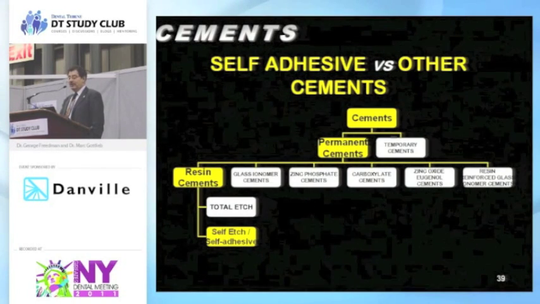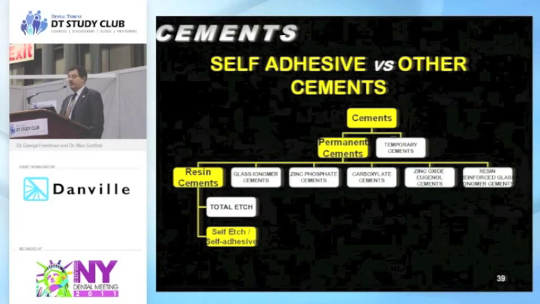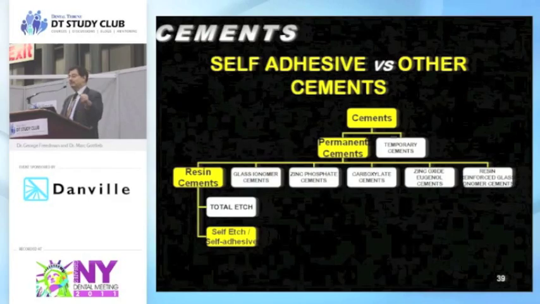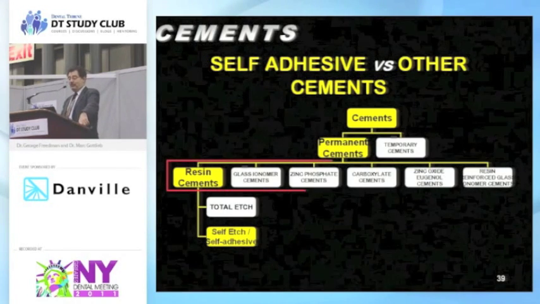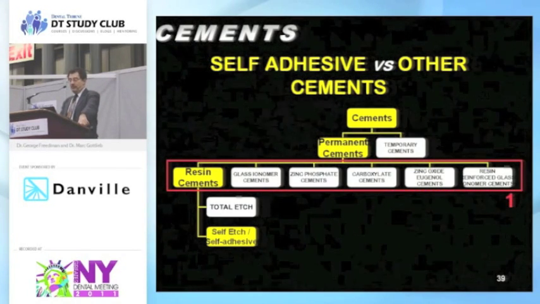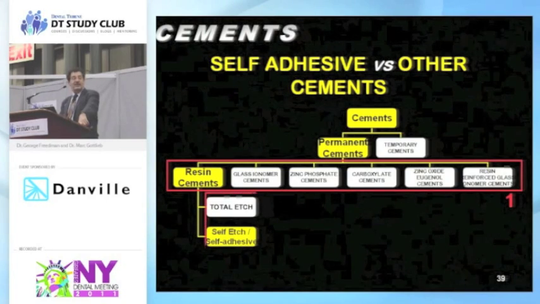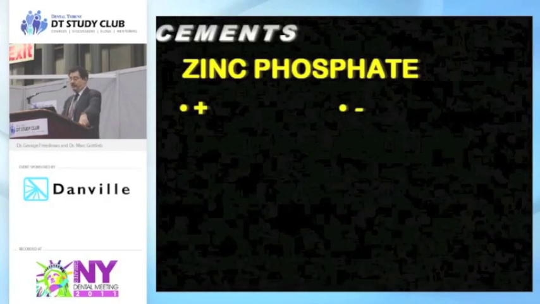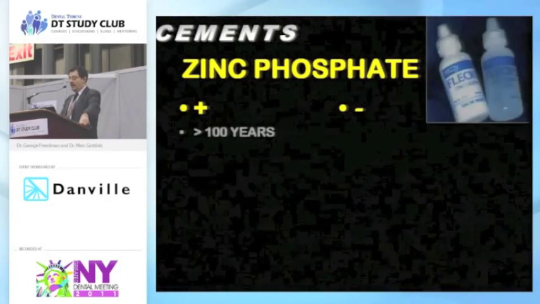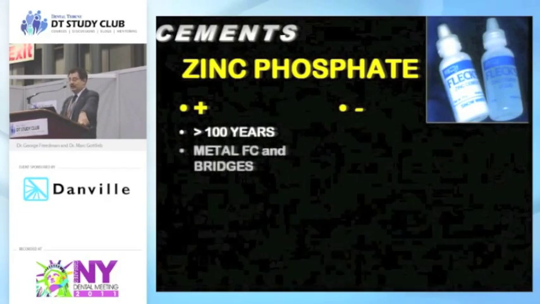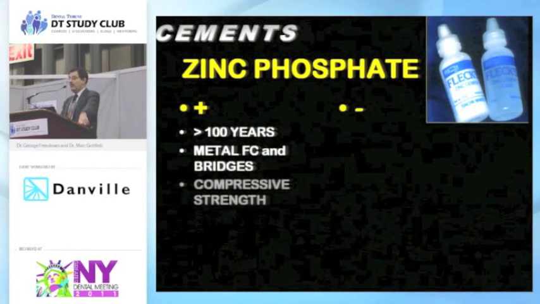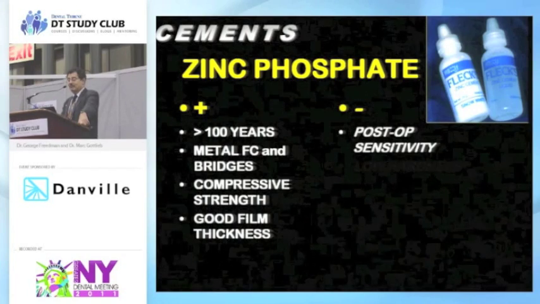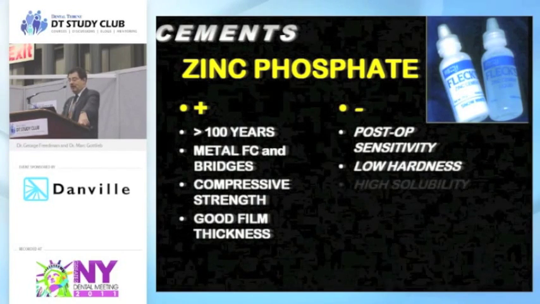Cements that are available, zinc phosphate. The positives are that we've been using it over 100 years. They've been used for both metal, full crown, bridges, and ceramics, although not too successfully. Good compressive strength, good film thickness. The disadvantages or negatives are there's tremendous amount of post-operative sensitivity with vital teeth, low hardness, high solubility, virtually negligible tensile strength, and no chemical bond to either the tooth or the restoration. And these were used, but they've really gone out of style.